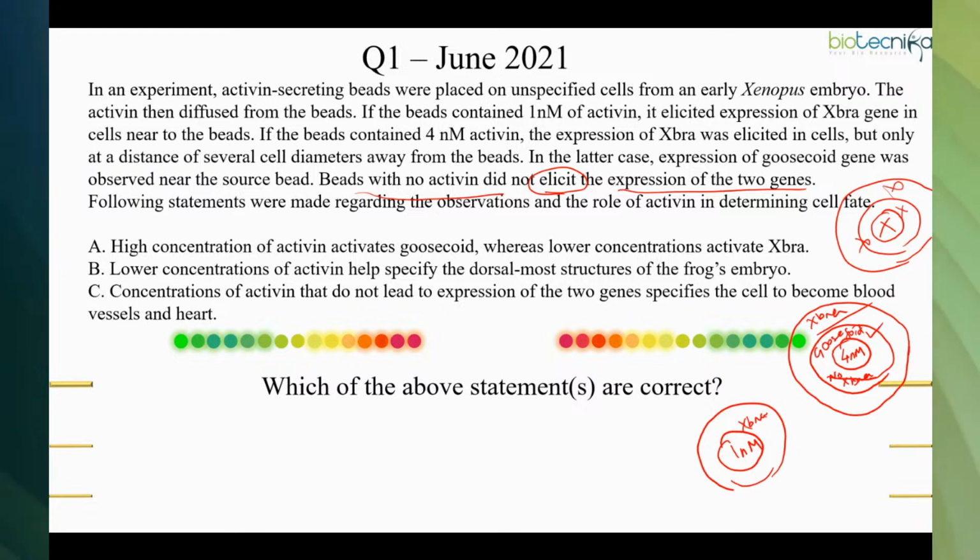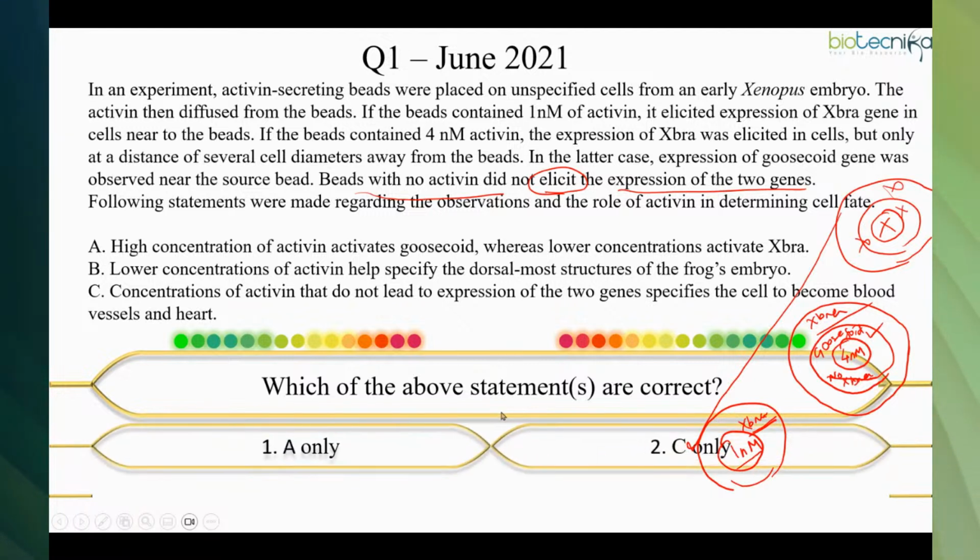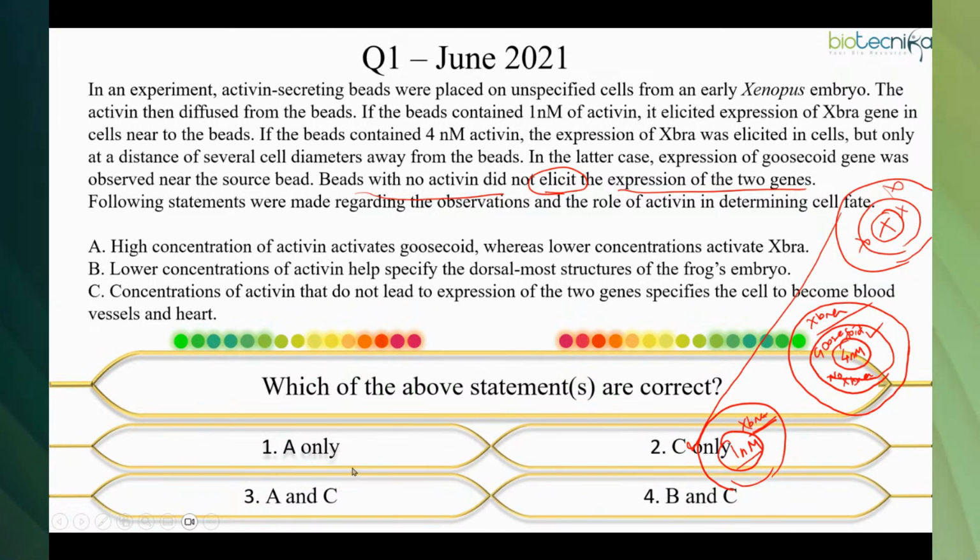Okay. So what is your conclusion from here? Clearly we understand that if there is a lower concentration of activin, then XBRA will be high. Okay, but the question is what is XBRA involved in? So that is what you have to remember. Which of the above statements are correct? A only, C only, A and C, B and C.